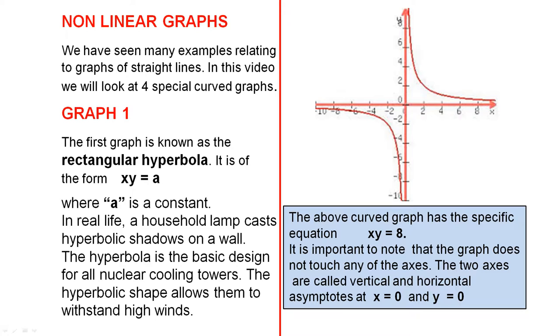The above curved graph has the specific equation xy equals 8. It is important to note that the graph does not touch any of the axes. The two axes are called vertical and horizontal asymptotes at x equals 0 and y equals 0. So you can see as the curve approaches this way and that way, it becomes very close to these axes but never touches them. And the same in this case here. And that's why they're called asymptotes.